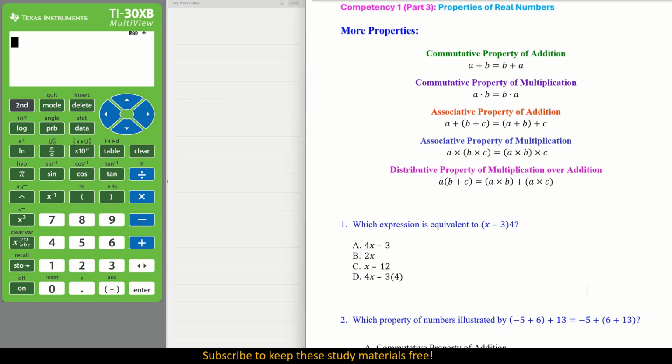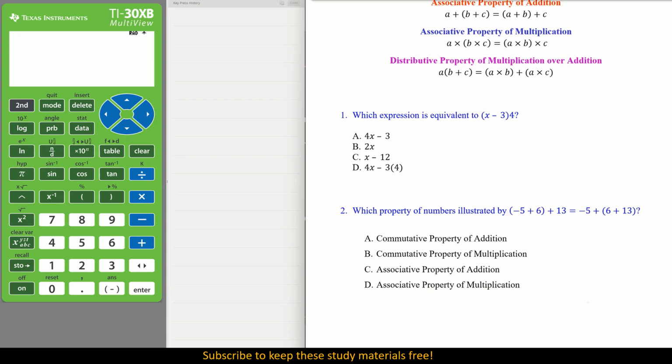Okay, so let's go to number 1. Which expression is equivalent to, in parentheses, x minus 3, times 4? That's what it means when a number is outside of a parentheses. That's multiplication. So what do we need to do here? Well, let's look at what this really means. This means the 4 will be times each element inside the parentheses, and we keep the subtraction.